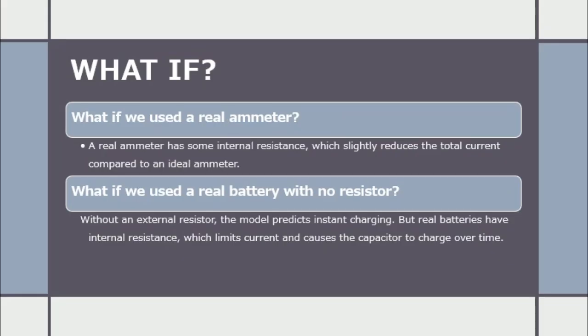Now moving on to the what-if questions. What if we used a real ammeter? A real ammeter has some internal resistance, which slightly reduces the total current compared to an ideal ammeter, so I would expect it to go down.